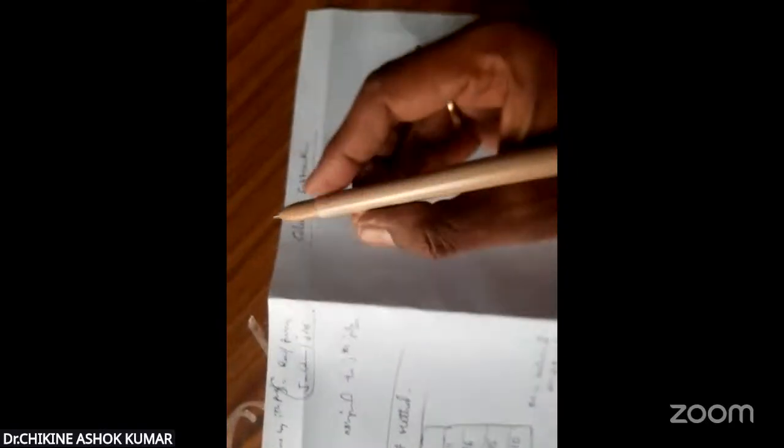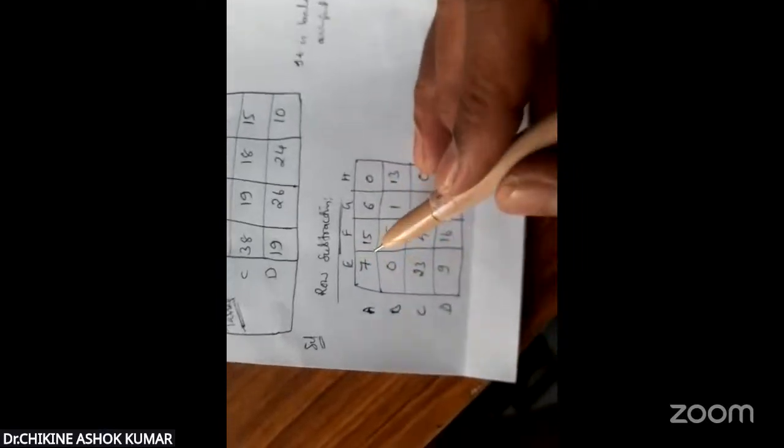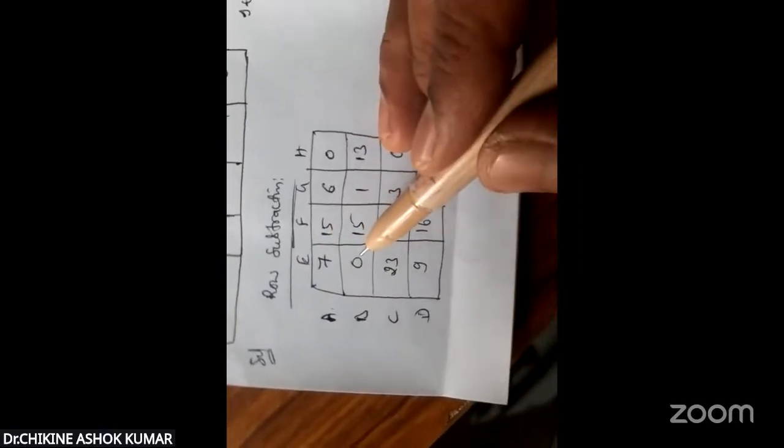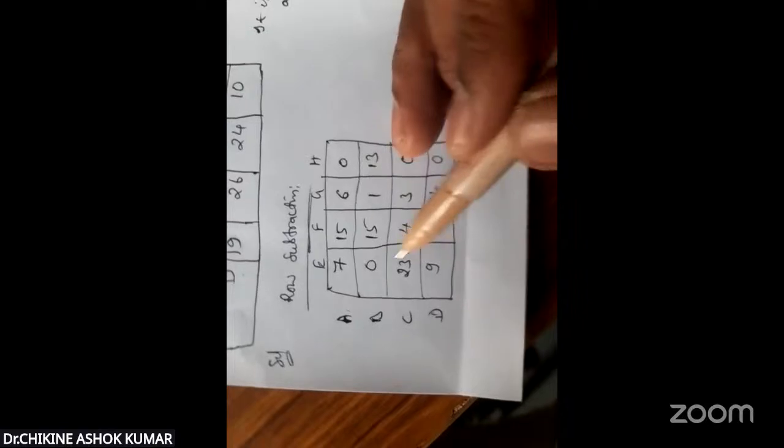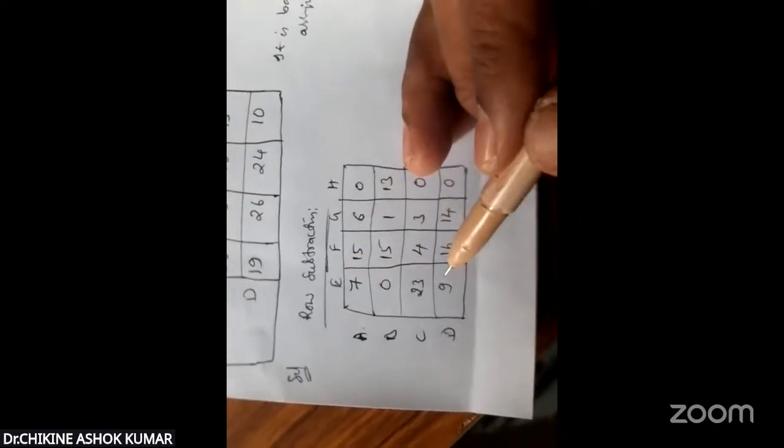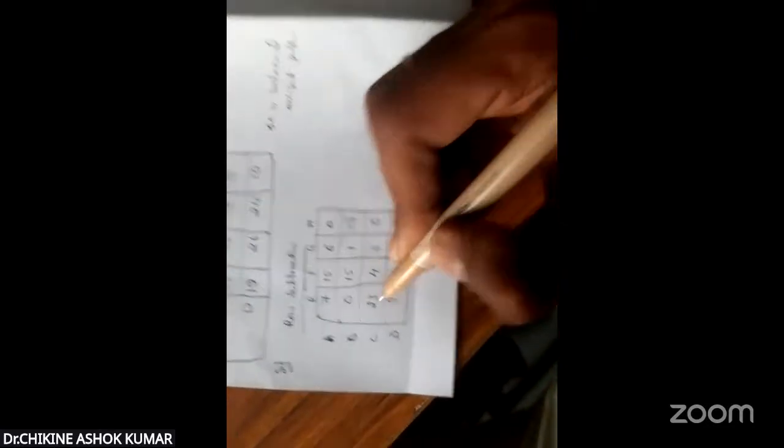Column subtraction. In the previous step, I have taken row subtraction. Now we have to apply column subtraction here. In the first column, which is the least? 0 is the least. So if you subtract 0 from the remaining elements, we will get the same column. Okay, so 7, 0, 23, 9.